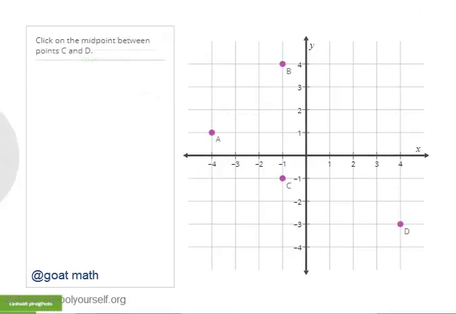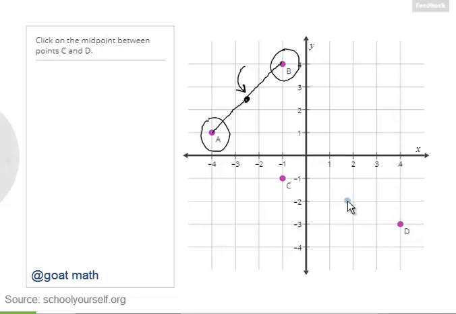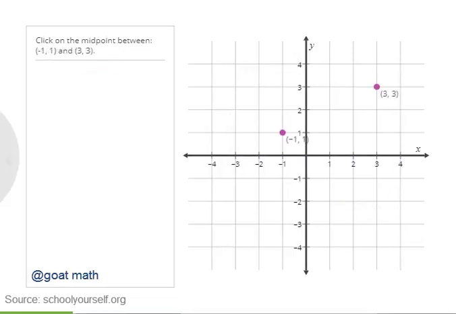Great! Now for any 2 points, the midpoint is the point that's exactly halfway between them. So for these points A and B up here, the midpoint would be right over here. In other words, if you drew a line segment connecting A and B, the midpoint would be halfway along. Next, go ahead and click on the midpoint between the points C and D. Nice, you're really getting the hang of this.